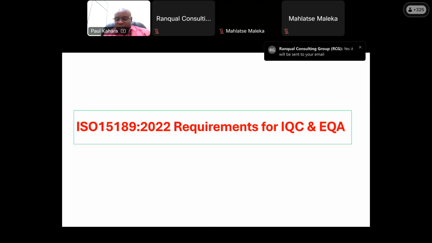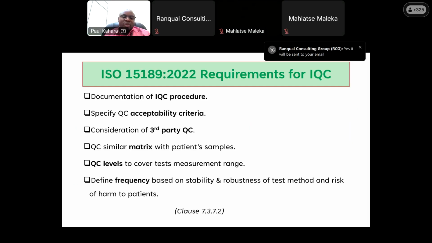Now, quickly into what are the requirements of ISO 15189 when it comes to IQC and EQA. I will be very brief because I really want us to talk about how to assess these clinical issues. Now, in terms of IQC, according to ISO 15189, one, we must have a procedure in place. We must be able to specify the QC acceptability criteria. We should also be able to consider third-party controls when we are participating in these QC programs.